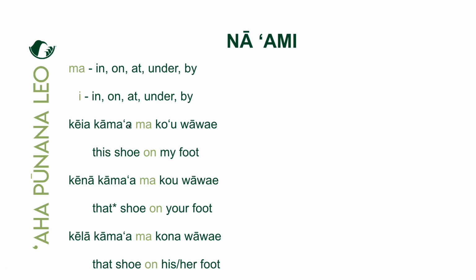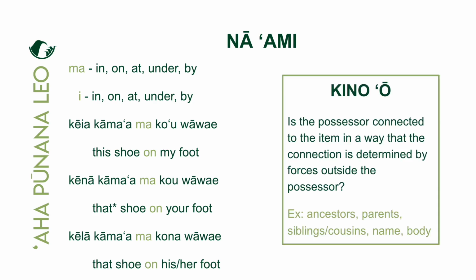Okay, so you can kind of see the perspective of the keia, kena, and kela again, continuing on from our other ha'awina. Now we're also seeing kino o and kino a used here, or kino o here actually, right? Ko'u, kou, kona for vāwai. And we've talked about kino o and kino a, but only as it related to relationships and generations so far. So now let's take another look at it.